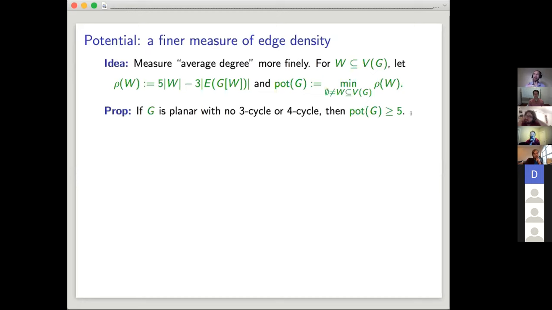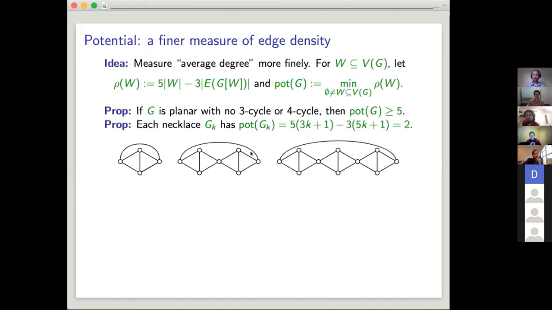And again, think about what you're doing here. This rho function is a better measure because in some sense it's saying how much you're off from being average degree 10 thirds, how much you're off additively rather than multiplicatively. And because it's additive, it gives you a finer control on knowing what's going on. And so here's the great news. All of these necklaces, these things that were our counterexamples that we were worried about, if you work through them, they actually have potential only 2.